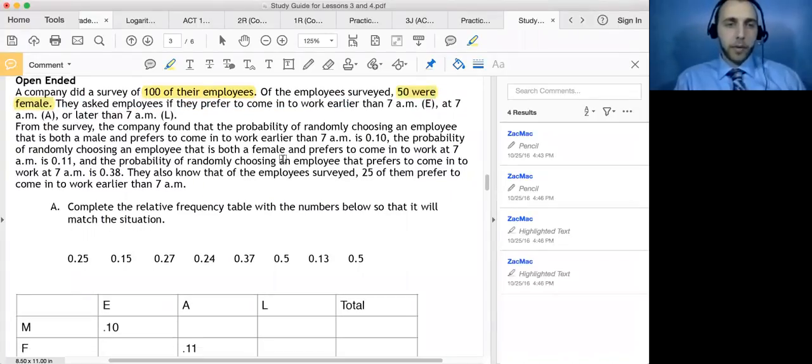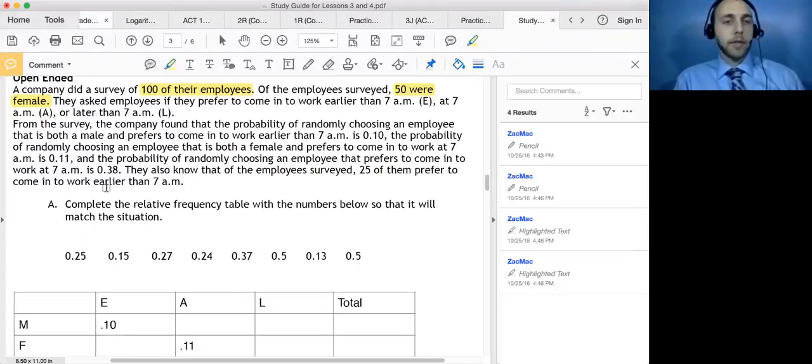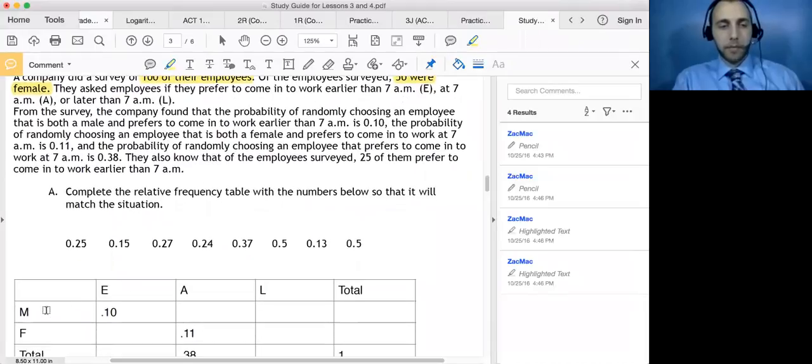Of the employees surveyed, 50 were female, also important information. They asked the employees if they prefer to come in to work earlier than 7 a.m., represented by an E in the table, at 7 a.m., represented by A in the table, or later than 7 a.m., represented by L in the table. From the survey, a company found that the probability of randomly choosing an employee that is both male and prefers to come into work earlier than 7 a.m. is 0.10, hence the male and the E intersecting there at the 0.10.